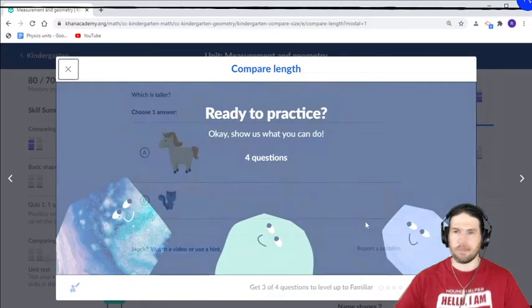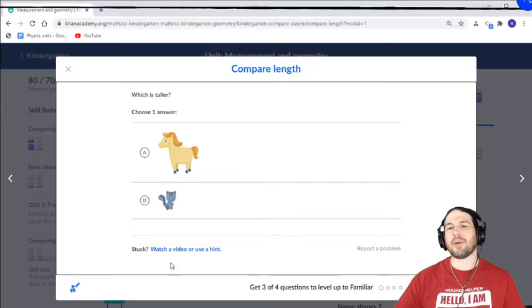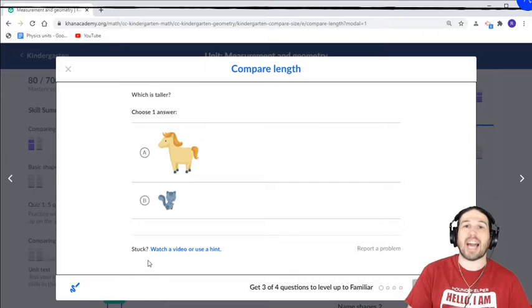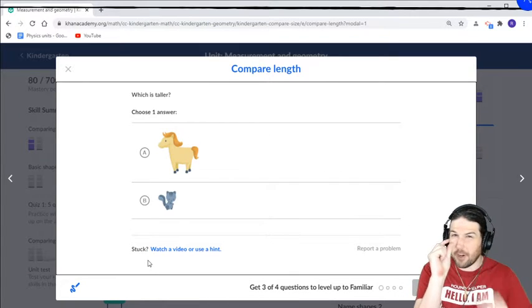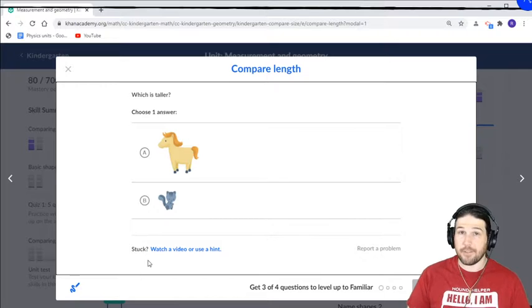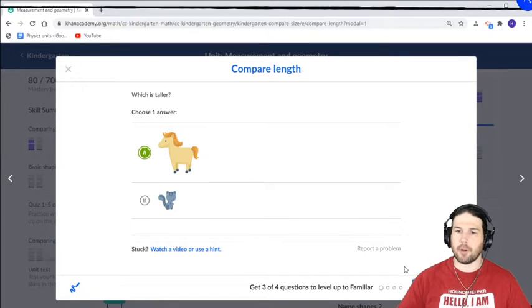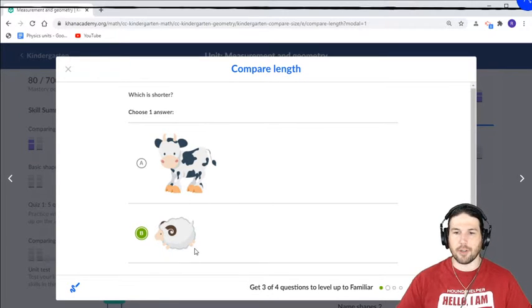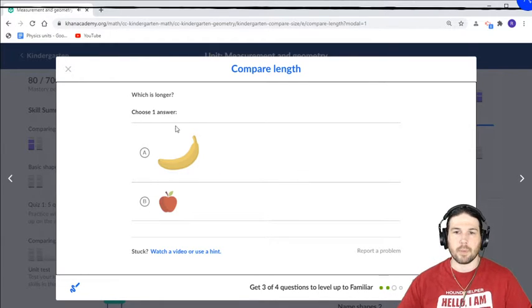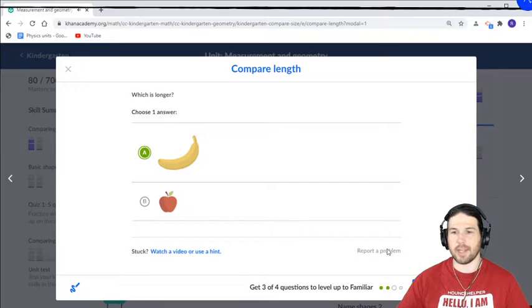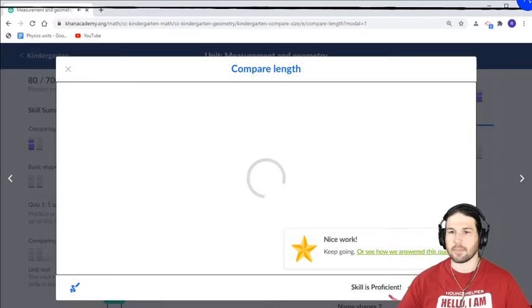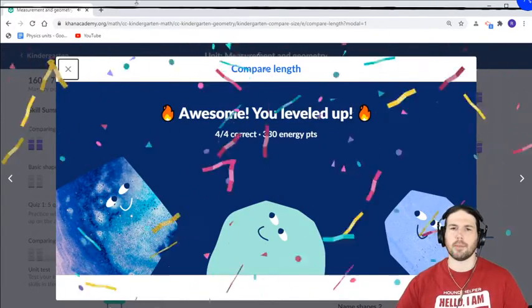Now we compare length. Which one is taller? Now again, this is kind of the same thing as bigger, smaller, but we are now going to make a distinction between height and width. It's a very, very small step, but it's a very, very big idea. So that pony is clearly taller. The sheep looks like it's shorter. I don't know how that sheep walks. Look at it. Its legs are so itty bitty. Which one is longer? No comments, please. Which one is taller? The fox. No problem.